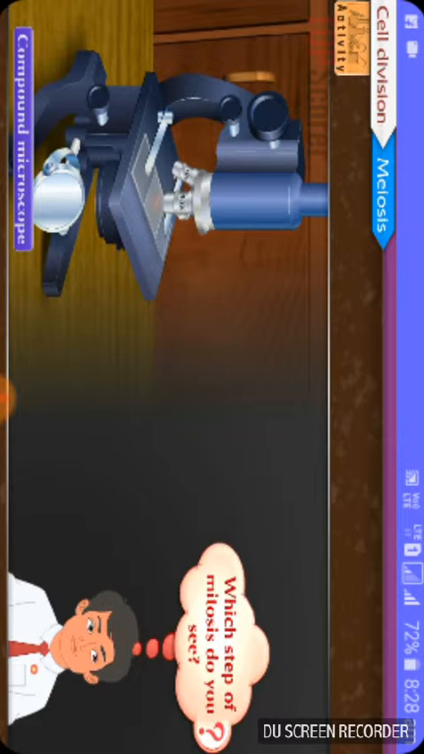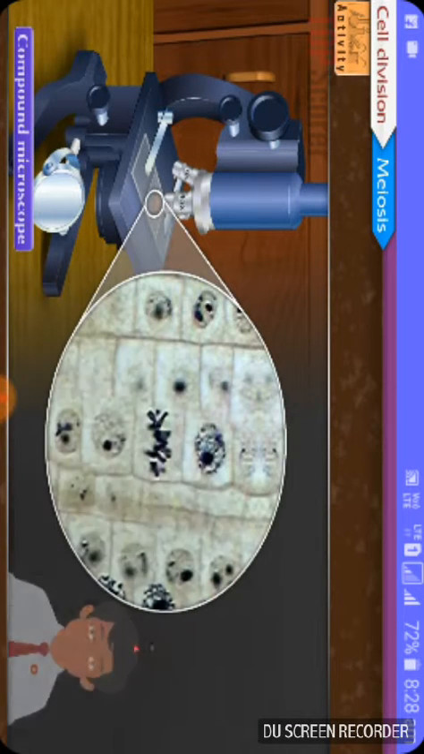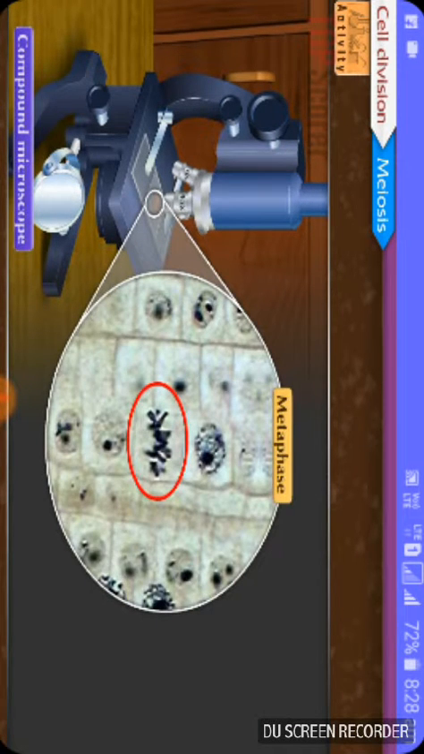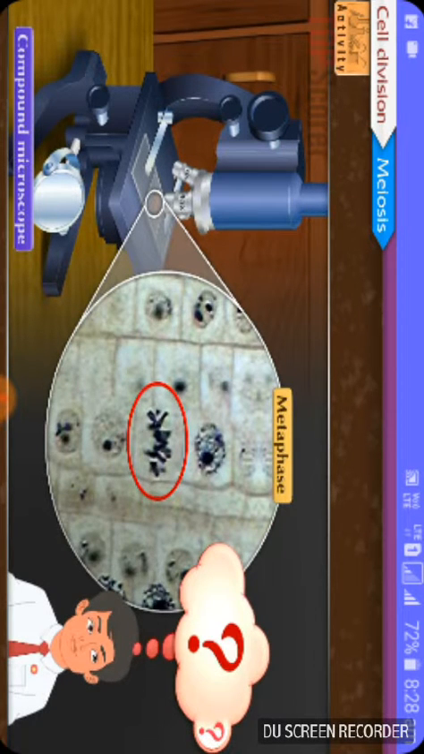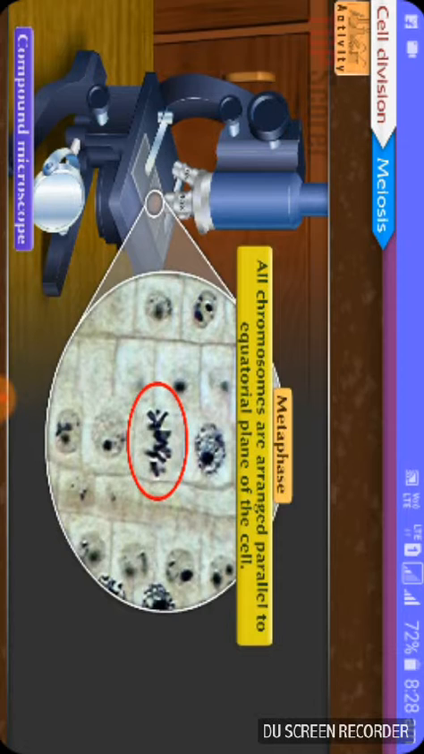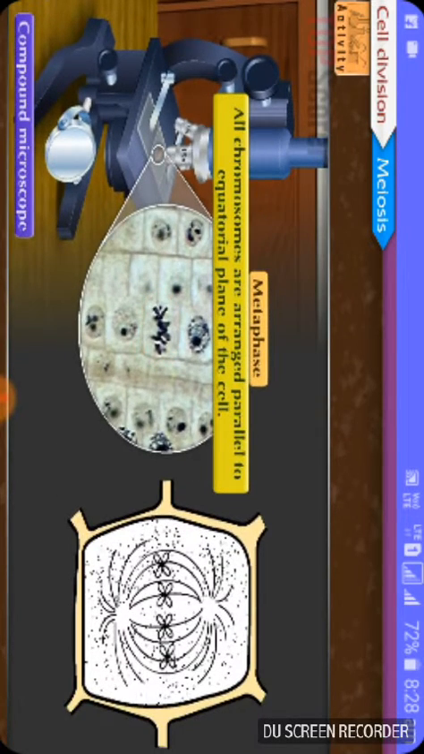Which step of mitosis do you see? We see the metaphase step in the cell of the root tip. How did you identify the step? As all the chromosomes are arranged parallel to the equatorial plane of the cell, we can say that the cell observed is in metaphase step. Sketch the figure in your notebook.